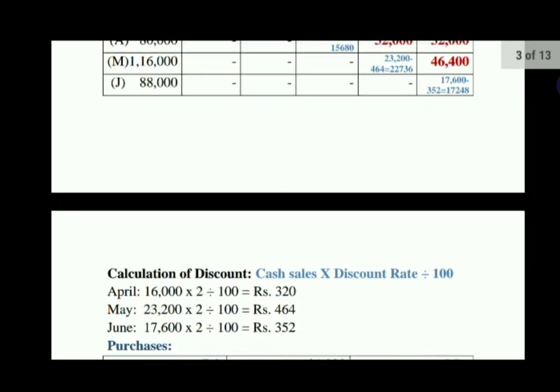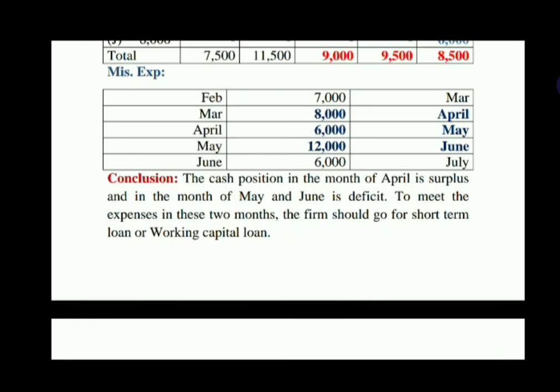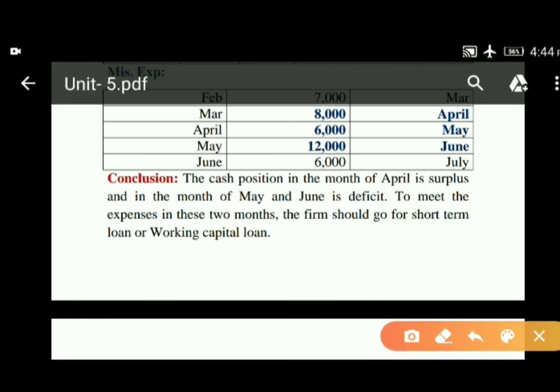So here look at the conclusion. The cash position in the month of April is surplus and in the month of May and June is deficit. To meet the expenses in these 2 months, the firm should go for a short-term loan or working capital loan. So as per our estimation, only the month of April is surplus. So no need to worry about cash position in the month of April. But coming to May and June, the cash balance is showing negative, that is called deficit balance.